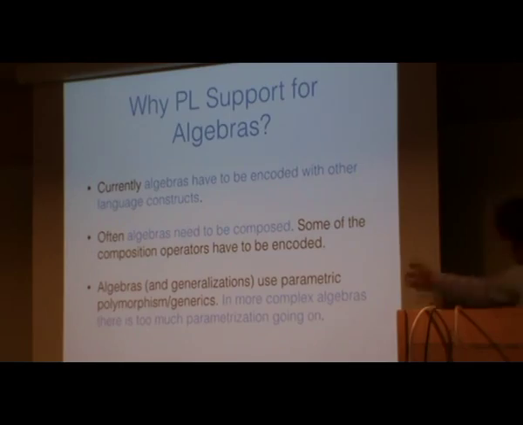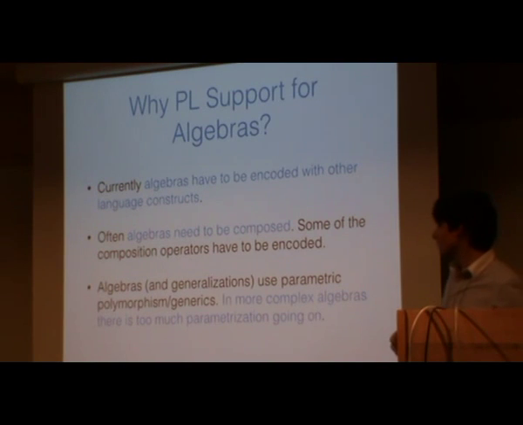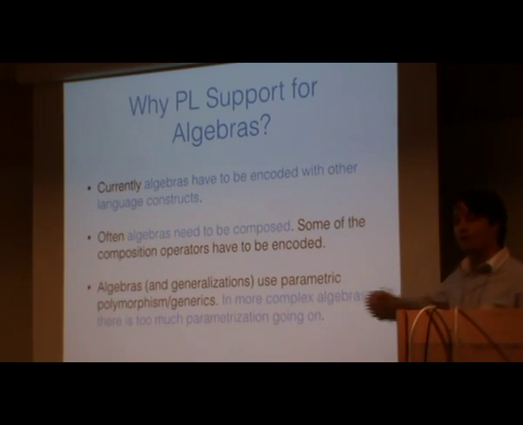Another problem is that the encodings of algebras use parametric polymorphism, or generics if you are using object-oriented languages. In more complex algebras, for example, if you have a more complex system, mutually recursive data types and so on, you need a lot of parameters. You need to do a lot of type parameterization. And again, this makes the whole encoding quite heavy.